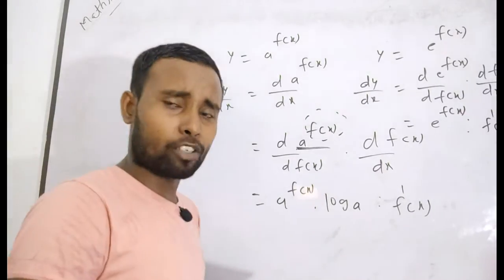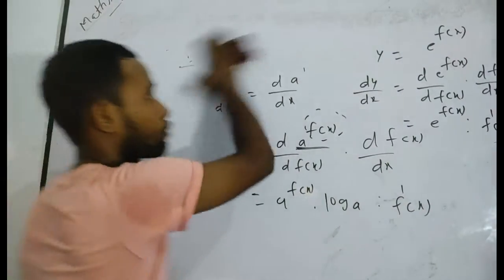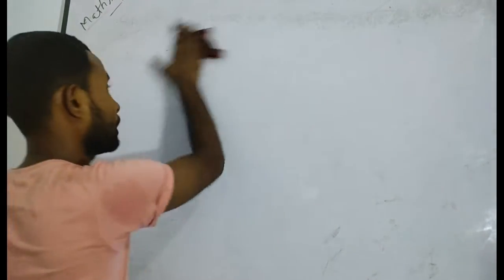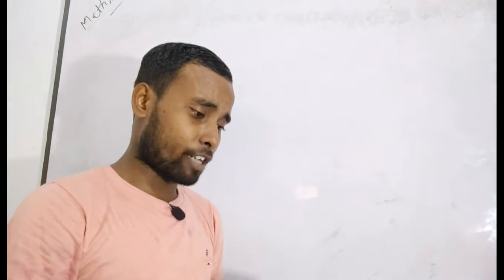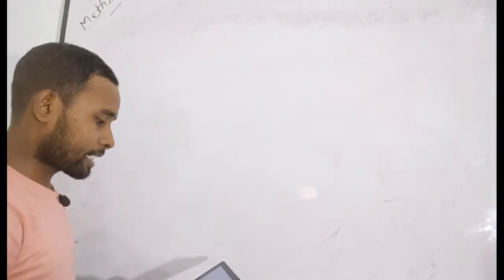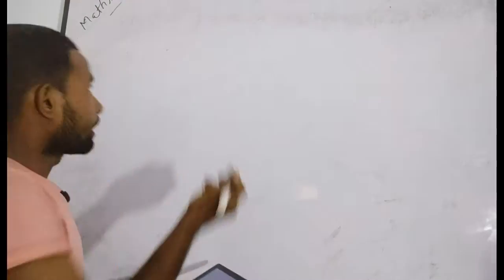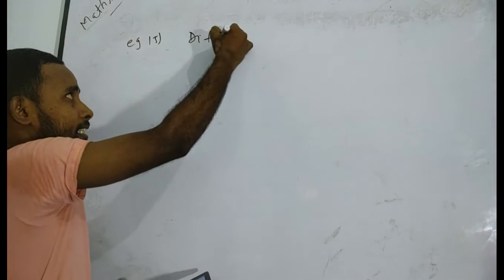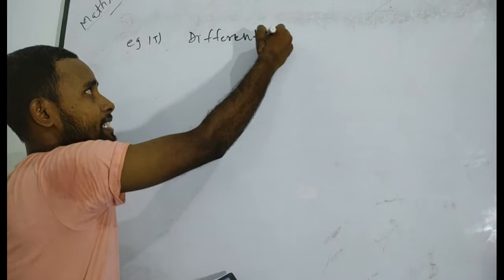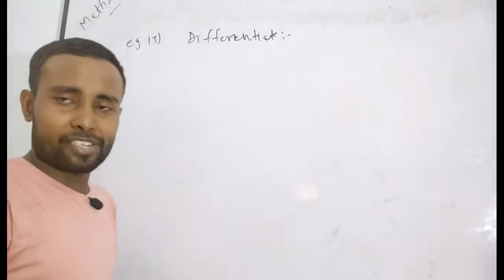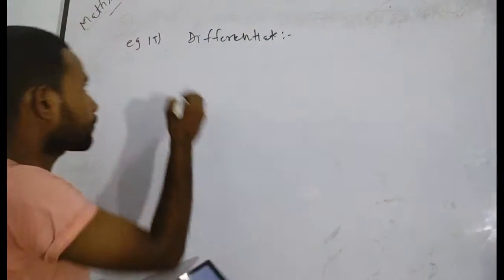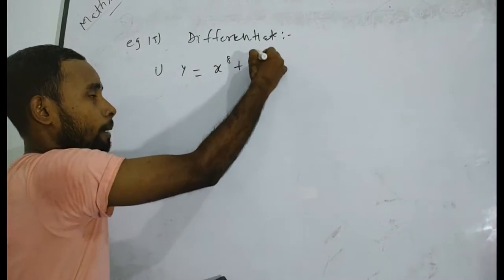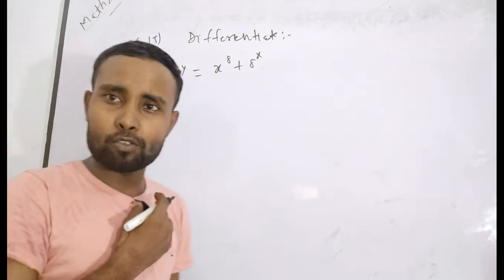Now I want to start the main problems of your exercise or your examples. Thereafter you will easily solve different kinds of problems. First of all, see here example 50. It says you have to differentiate only. That means you have to differentiate the given function with respect to x. The first function will be, suppose y is equal to x to the power 8 plus 8 to the power x. X to the power 8 plus 8 to the power x.